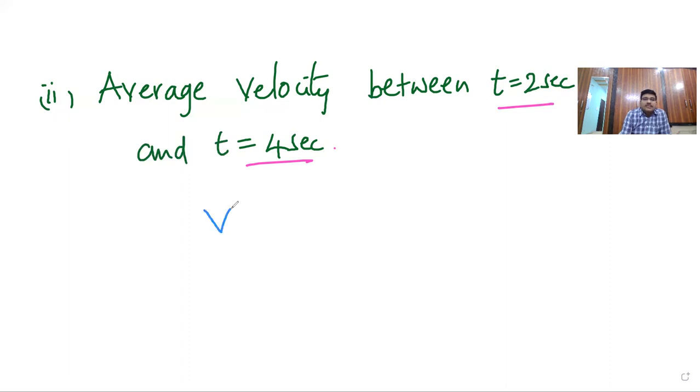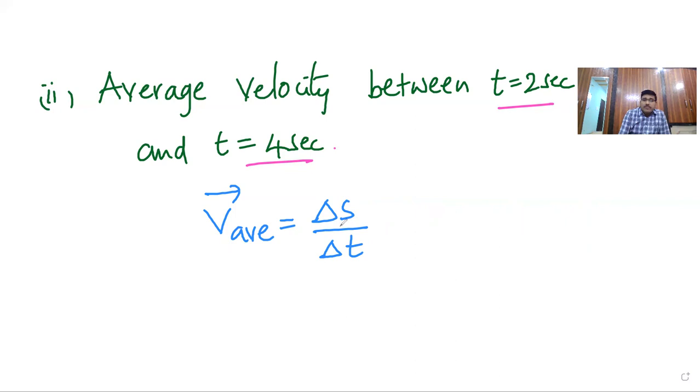The average velocity V bar is change in displacement by change in time, or the total displacement within the given time period, that is between 2 seconds and 4 seconds, divided by the total time between 2 and 4 seconds. That is the one formula, or simply change in displacement over change in time.